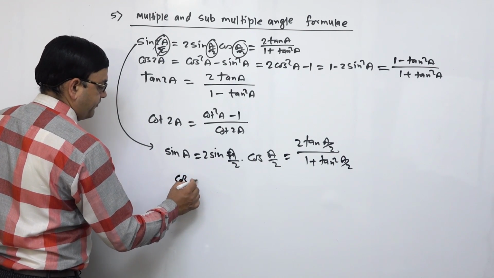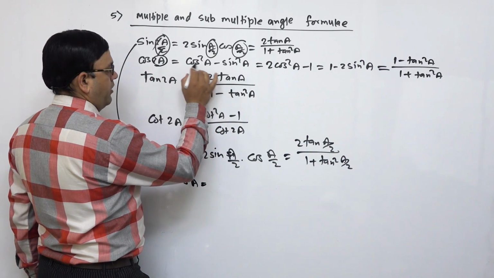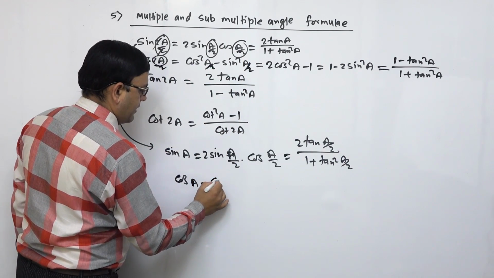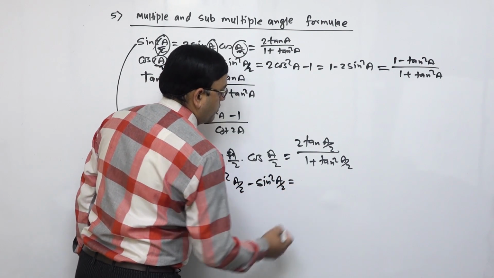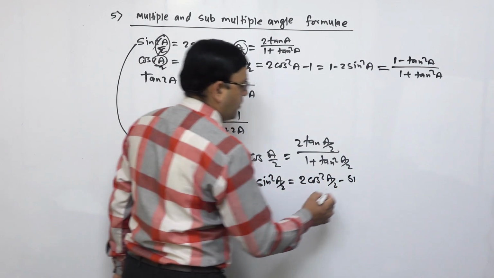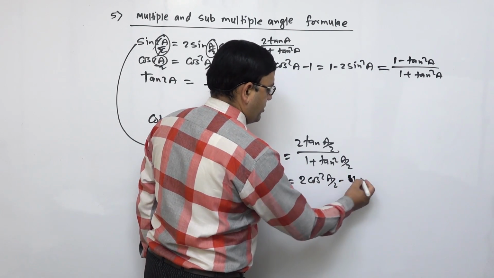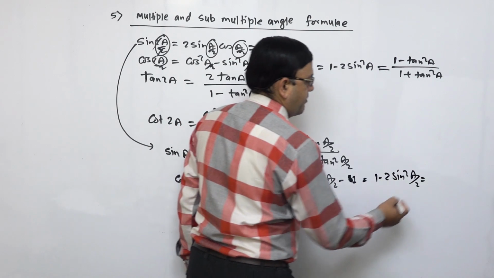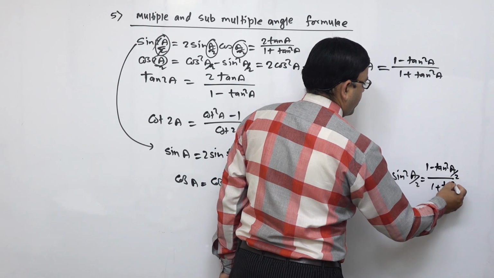Similarly, cos A is equal to: where we had cos 2A, we write A, so cos square A becomes cos square A by 2 and sin square becomes sin square A by 2, since we divided the angle by 2. So cos A is cos square A by 2 minus sin square A by 2, which is 2 cos square A by 2 minus 1, or 1 minus 2 sin square A by 2. Similarly, in terms of tan, it is 1 minus tan square A by 2 upon 1 plus tan square A by 2.